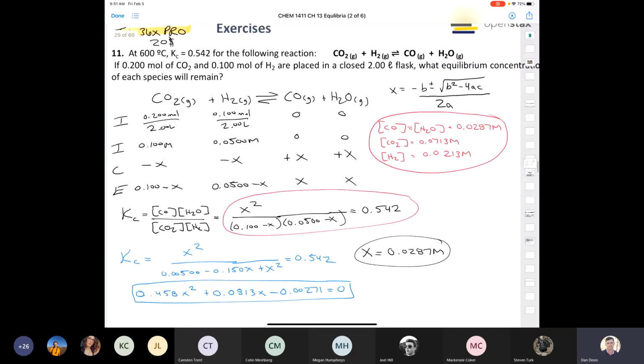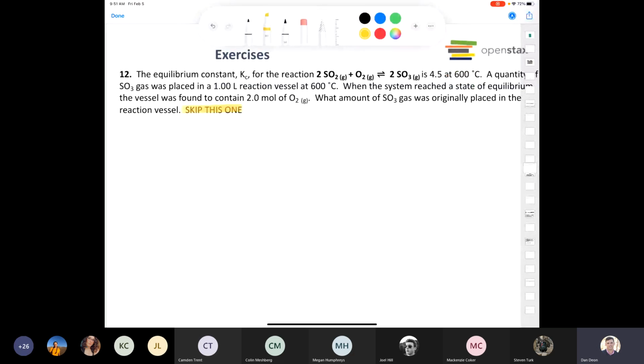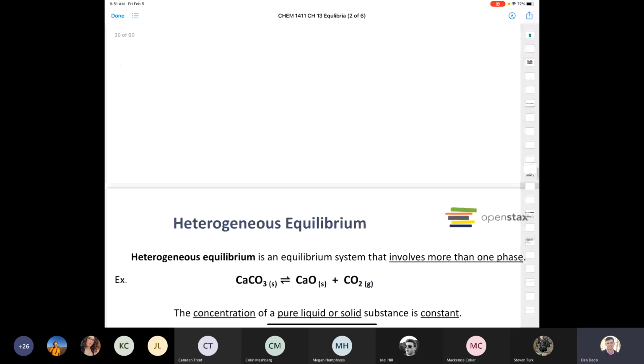I noticed yesterday I was going through these problems. In number 12, there's some kind of problem with my solution. So we're going to skip this question for now. I noticed that there is a mistake somewhere in the numbers in here. I'll have to figure out what it is.